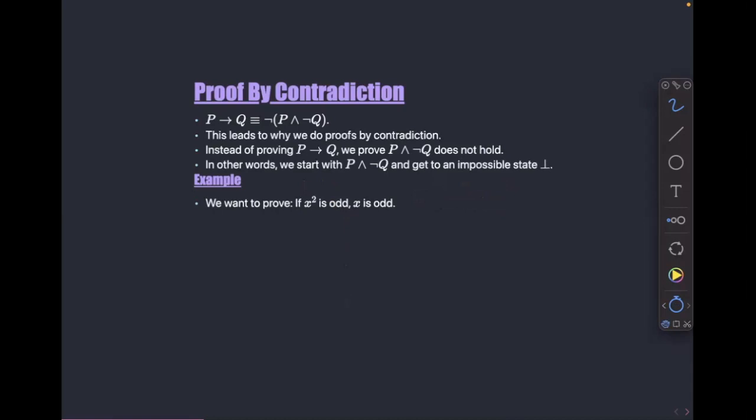So I want to prove that if x squared is odd, x is odd. So before I do this by contradiction, just try breaking this into P implies Q and proving it directly, because it's a pain. So first let's just pull out our P. Our P is x squared is odd, right? And so if x squared is odd, then x is odd. So our Q is x is odd.